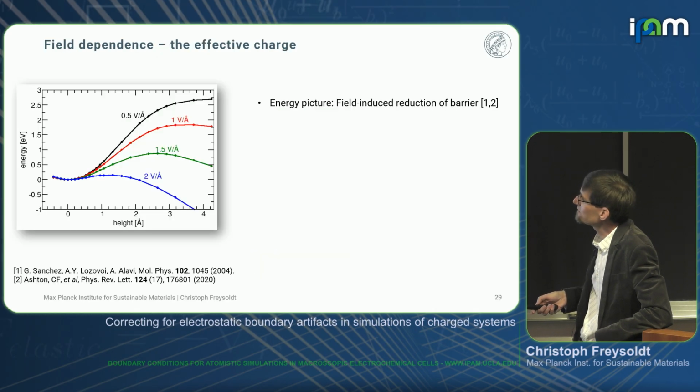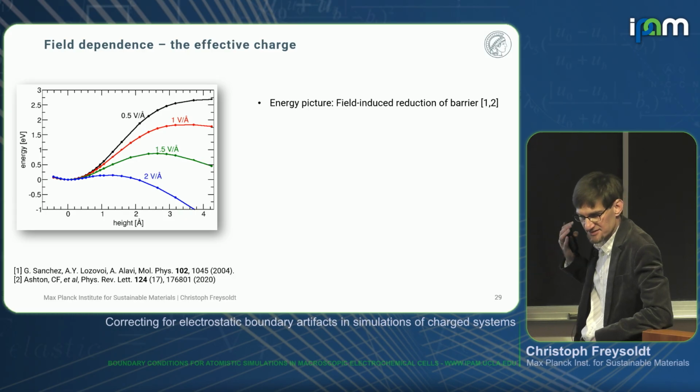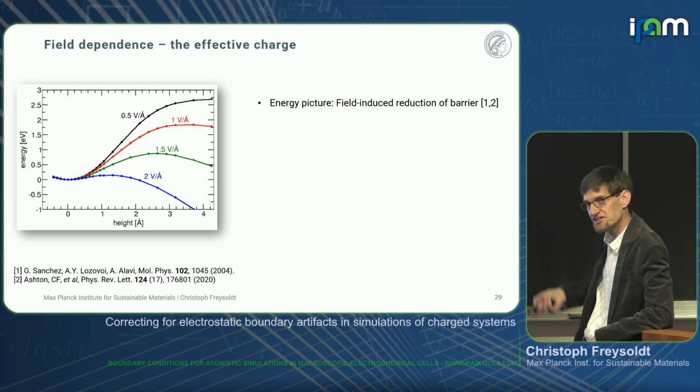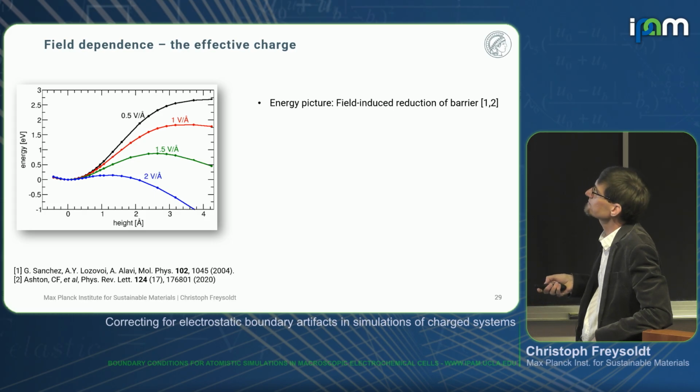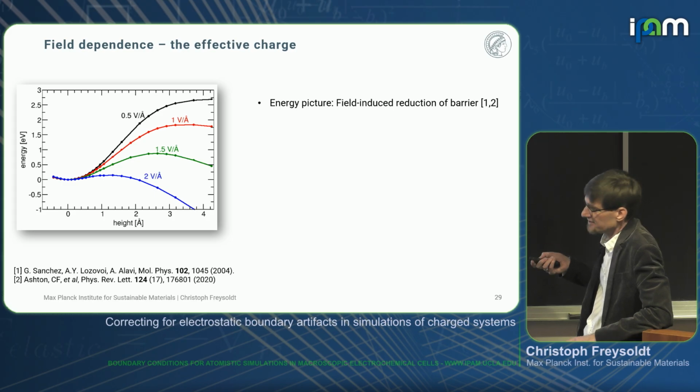I just want to pick out one particular aspect here, and that is the evolution of the barrier as we change the field, because this is one of the things that also leaves measurable traces in the experiment. If you just look here at the binding curves at different fields, this is 0.5, this is 1, this is 1.5, this is 2 eV, for, I think, an adatom on aluminum. You see that the barrier systematically goes down.